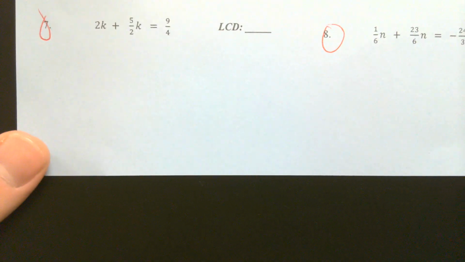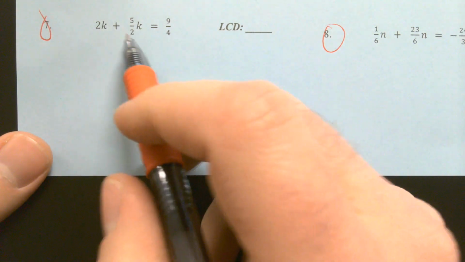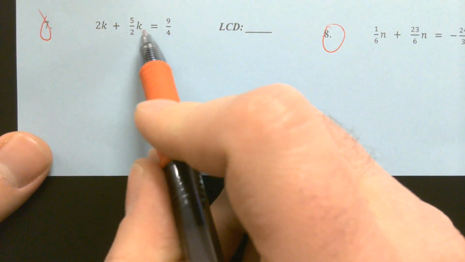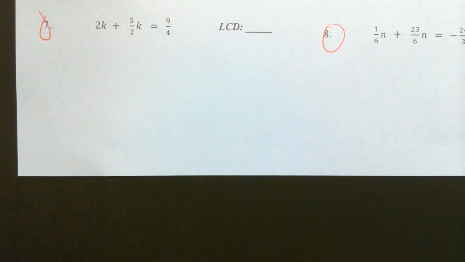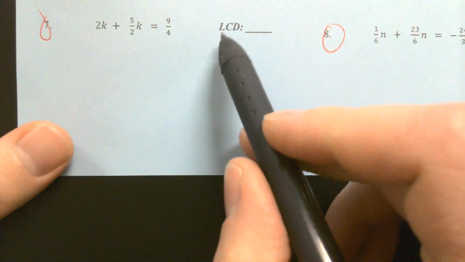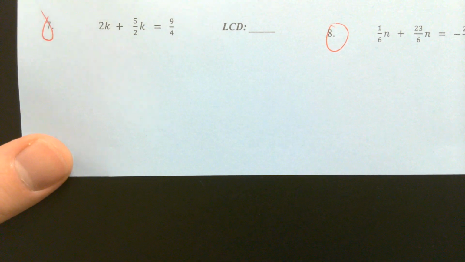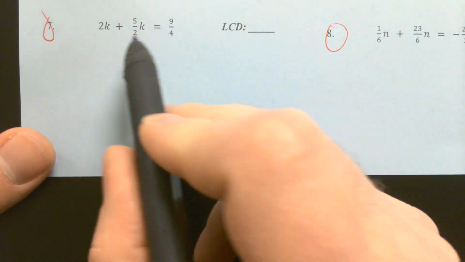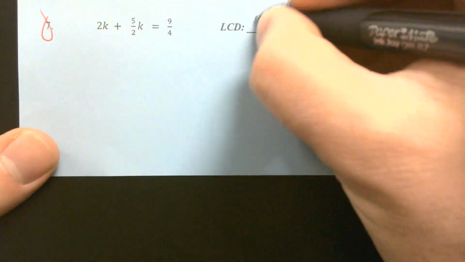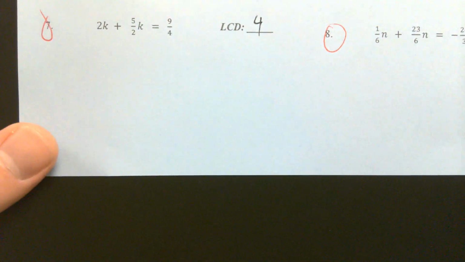All right, number 7, 2k plus 5 over 2k, just like the warm-up, equals 9 over 4. I'm going to start by doing what? Step 1. Finding the least common denominator. Sure, what's my LCD going to be? 4. I've got 2 and 4. Obviously, 2 is a factor of 4. So 4 is my LCD.